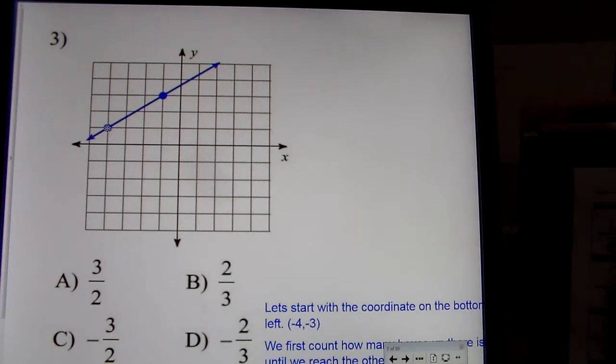So we're going to count how many boxes up. 1, 2. It's 2 boxes up. So I'll put a 2 here on the side for us. It's 2 boxes up, and then it's 1, 2, 3 boxes to the right. So it'd be 2 over 3. So our slope is 2/3, which is B for problem number 3.